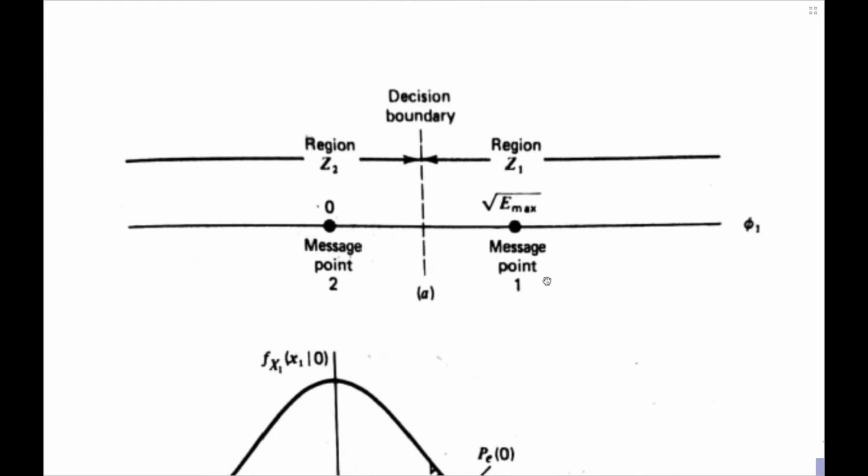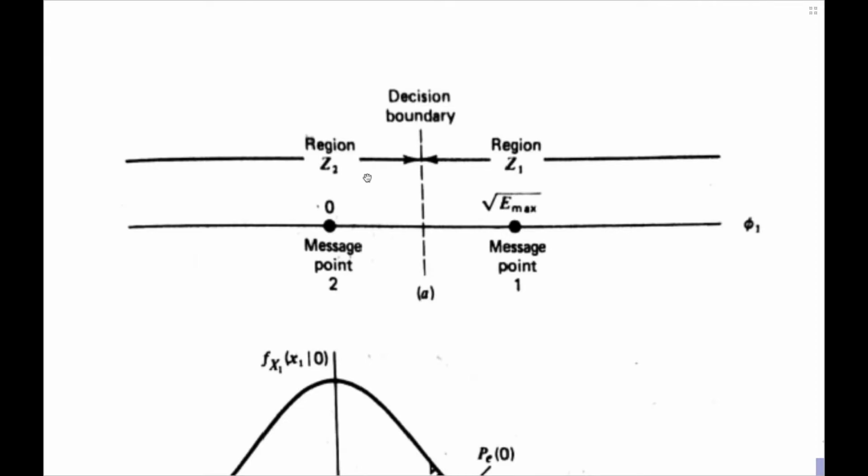The first one is called the first kind of error, where symbol 0 is sent, but the channel noise W of t is such that the received signal point falls inside region Z1, and so the receiver decides in favor of symbol 1. This is called the error of first kind. On the other hand, we have the error of second kind, where symbol 1 is transmitted, but the channel noise W of t is such that the received signal point falls inside region Z2, and so the receiver decides in favor of symbol 0. So we have two types of errors.